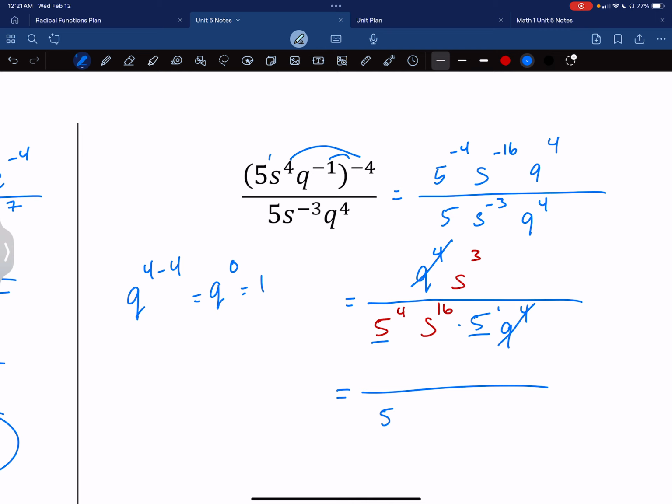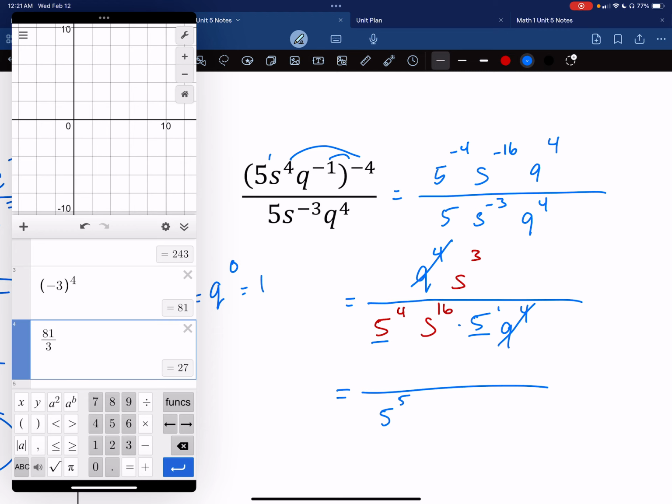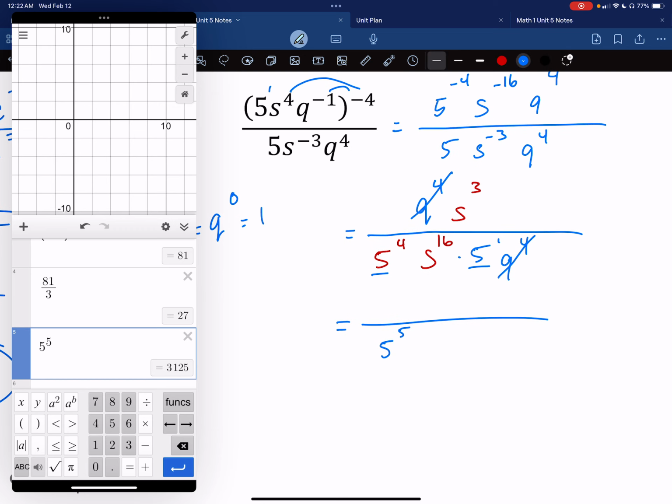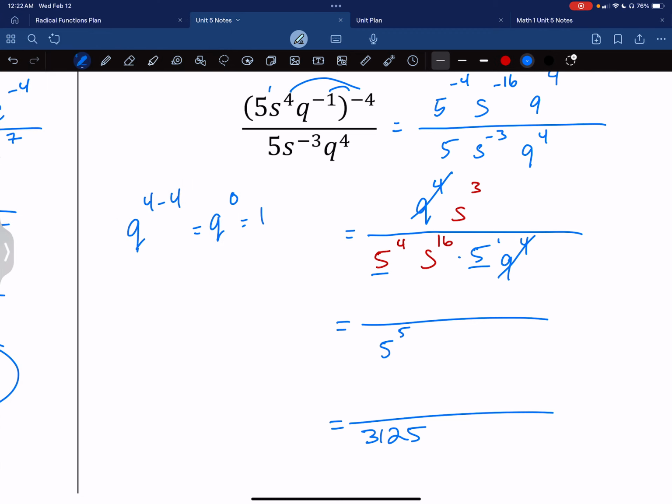This is just add them. So we can do 5 to the 5th power. We can use our calculator for this part. We can say 5 to the 5th power, and we'd get, oops, I'm skipping ahead, 3,125. Sorry, I'm going to slow down a little bit. All right, so there's that.